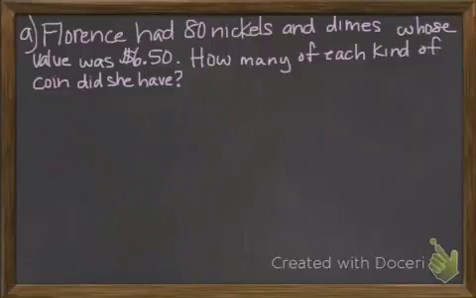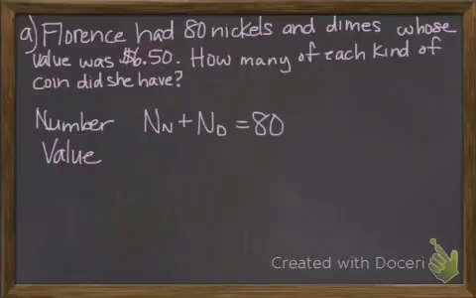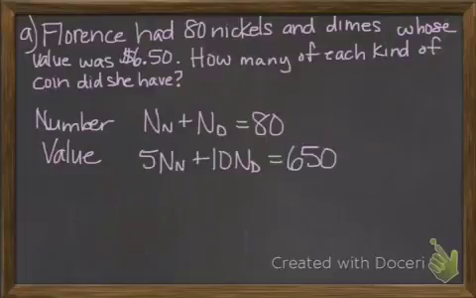Florence had 80 nickels and dimes whose value was $6.50. How many of each kind of coin did she have? So this is a value equation, so we need a number equation and a value equation. So the number of nickels and the number of dimes is equal to 80. And then we know that nickels are worth 5 cents, dimes are worth 10, and the total value was $6.50. So we write that as $650.